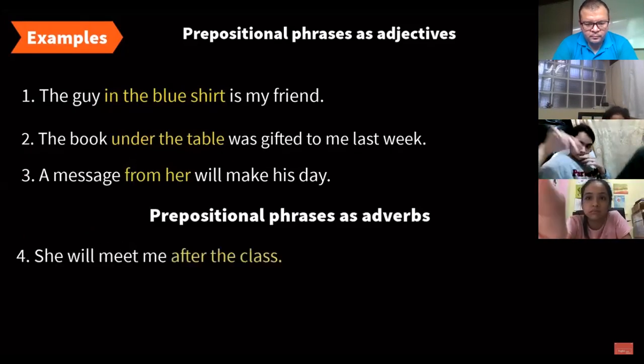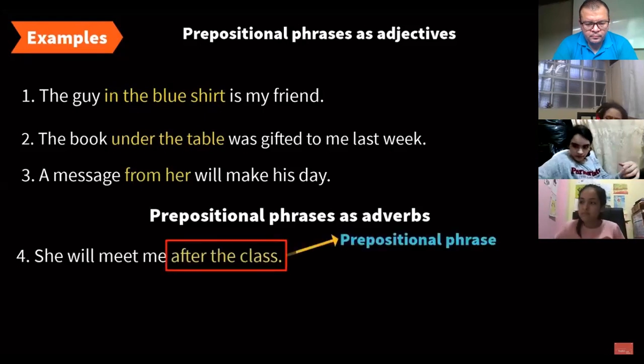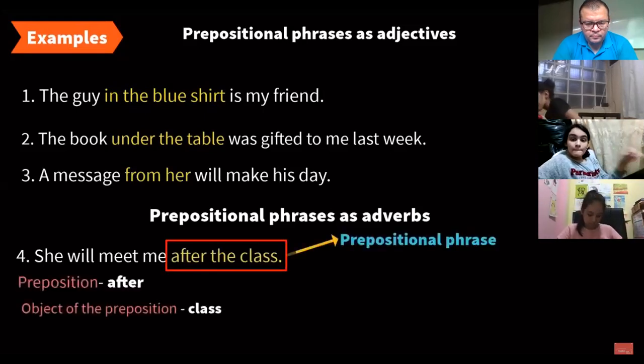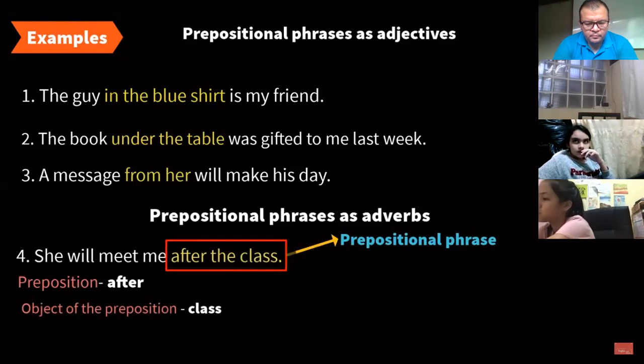Now let us take some examples of prepositional phrases working as an adverb in a sentence. She will meet me after the class. So after the class is my prepositional phrase, after is the preposition, and class is the object of the preposition. And this entire phrase is working as an adverb here because it is giving information about the verb meet.